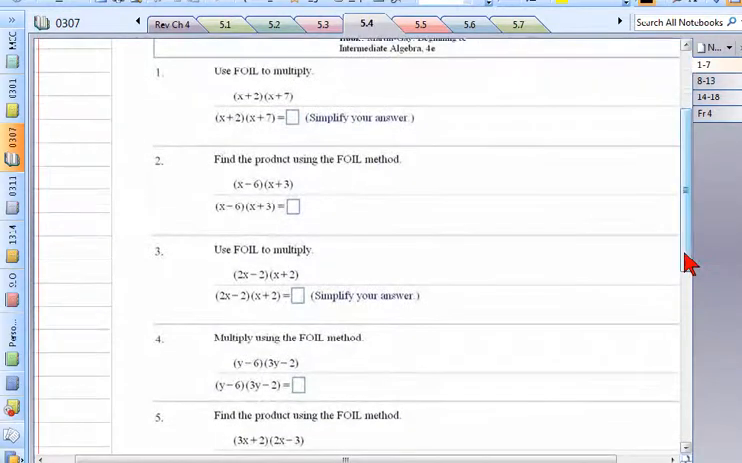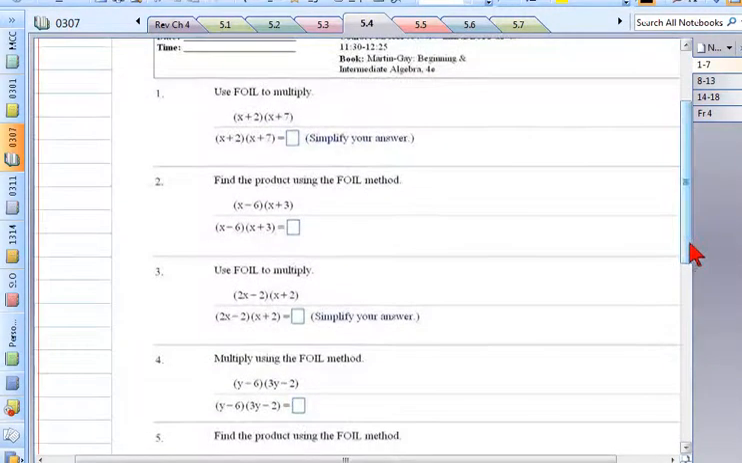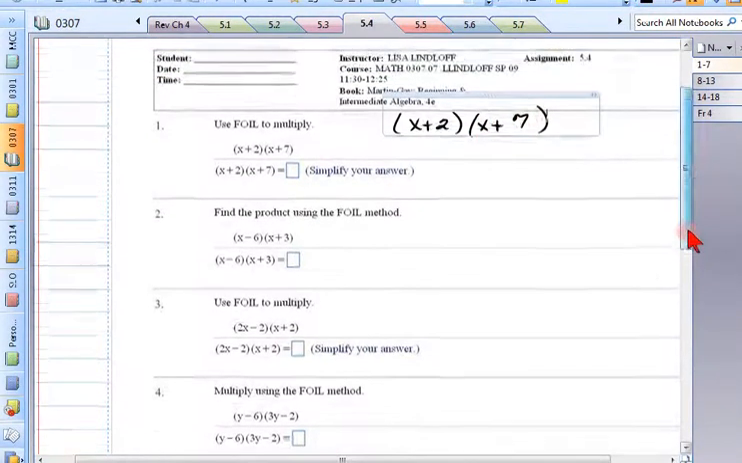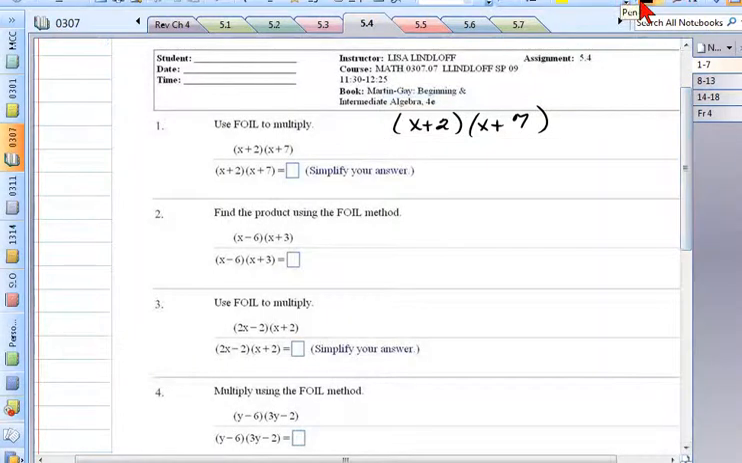All right, problem number 1. The instructions actually say use FOIL to multiply. So if I rewrite the problem as x plus 2 times x plus 7. All right. The first means this position times this position. Those are the first terms in each of the binomials. So I'll put an F there for first. What is x times x? It is x squared. And I'll put a little F under that to remind us.